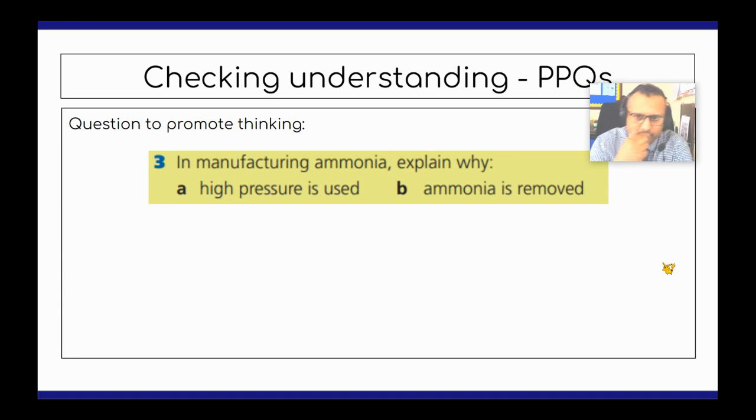Here's your next question. So pause after I've read it. In manufacturing ammonia, explain why high pressure is used and ammonia is removed. So pause the video.